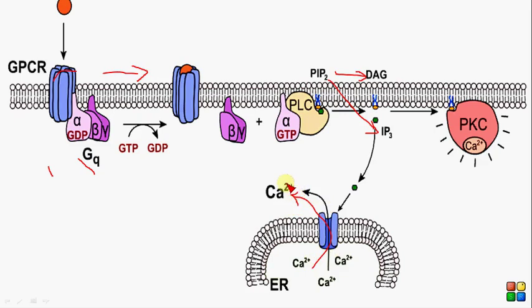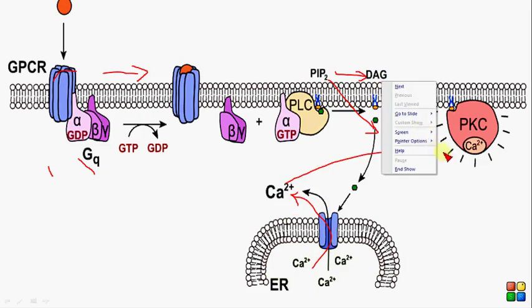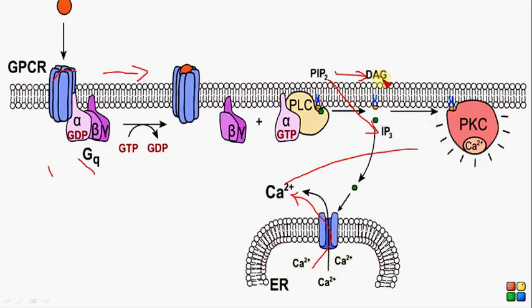And what happens next? This calcium in association with diacylglycerol, both diacylglycerol and calcium, move to protein kinase C and they activate protein kinase C. Then, protein kinase C is activated, and this protein kinase C causes the phosphorylation of different enzymes and proteins present in the cytosol, and cell response occurs.